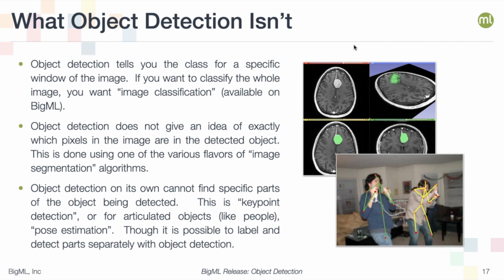If you want to know exactly which pixels are part of the given object, you want something like image segmentation or semantic segmentation. These are the algorithms that will tell you exactly what pixels in the image are part of the object. And these aren't available on BigML yet. These algorithms are generally slower to train and slower to run.